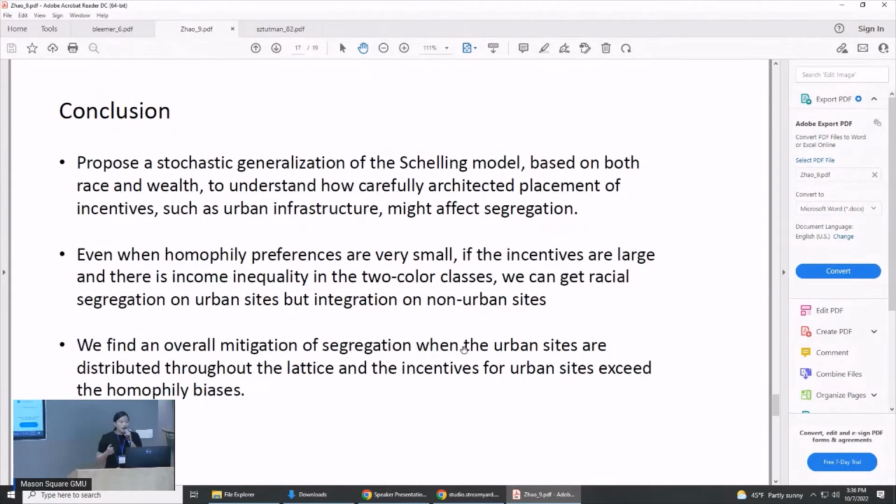One is, even when homophily preferences are very small, if incentives are big and there exists income inequality, we can still get racial segregation with centralized urban sites. And another proof is about mitigation of segregation through distributing the urban sites.